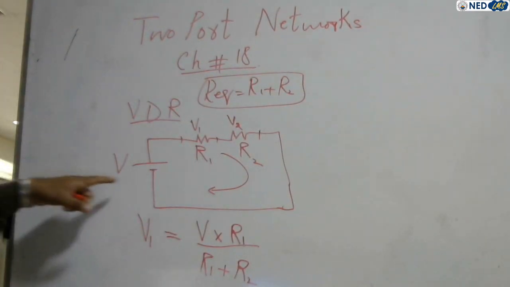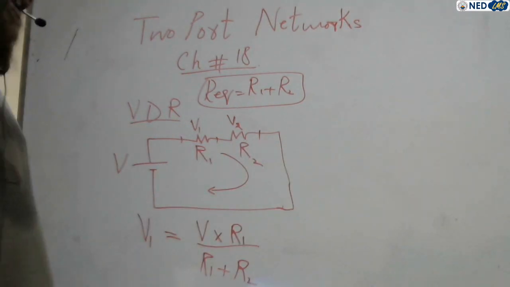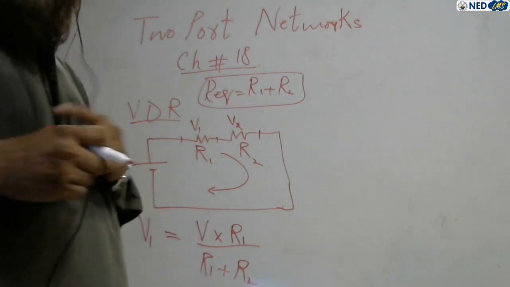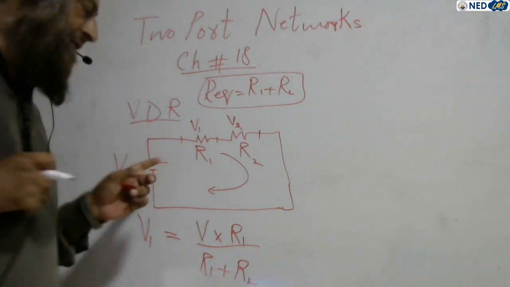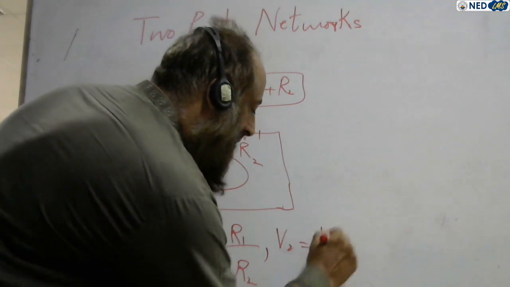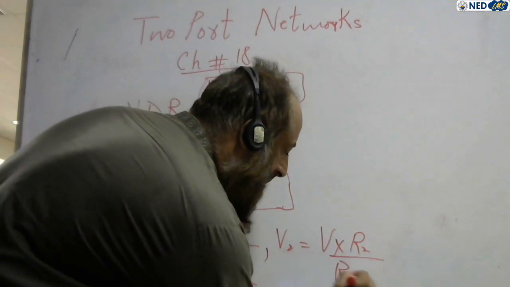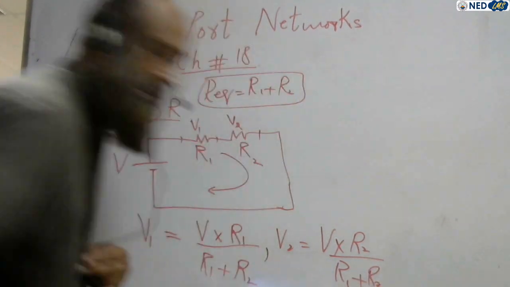So if we generalize this formula, for example, there are n branches connected to this source. How do we calculate the voltage, and vice versa? V2 equals the total voltage V times R2 over R1 plus R2, right?